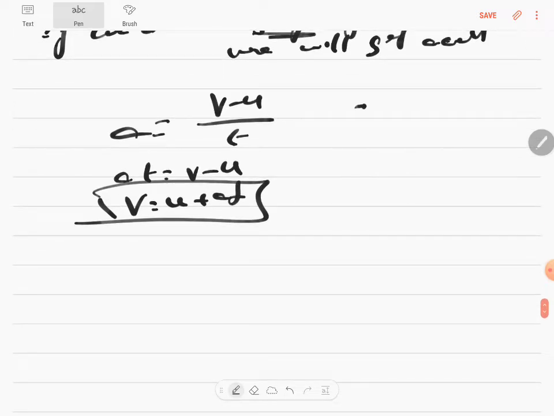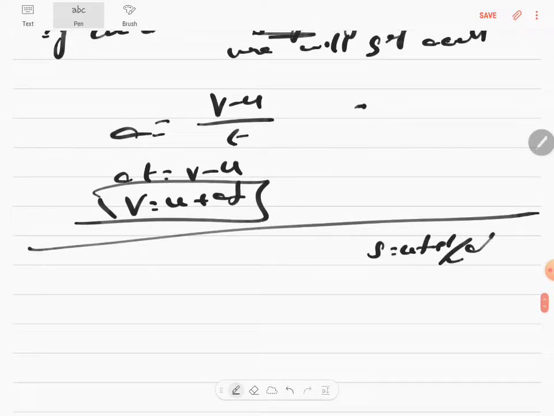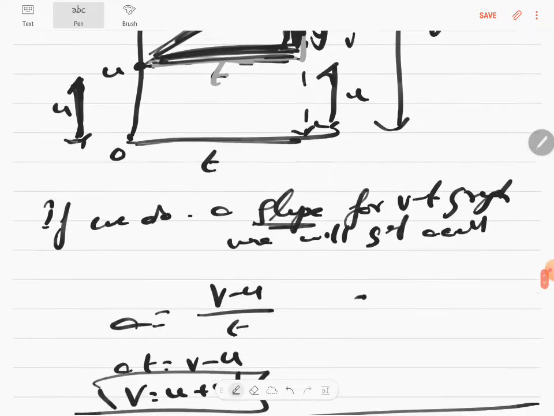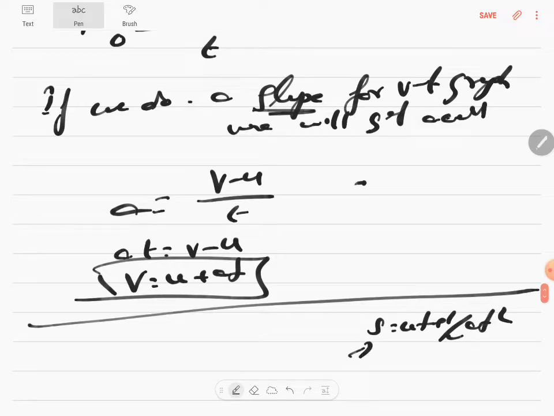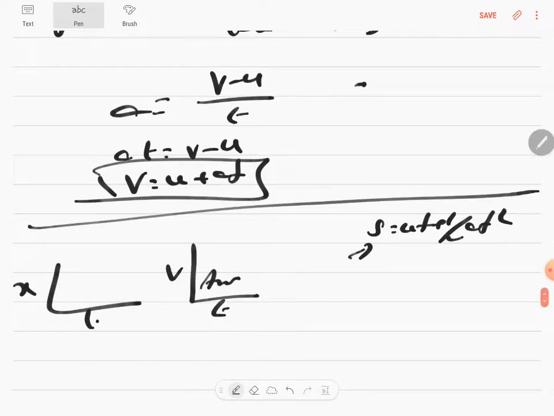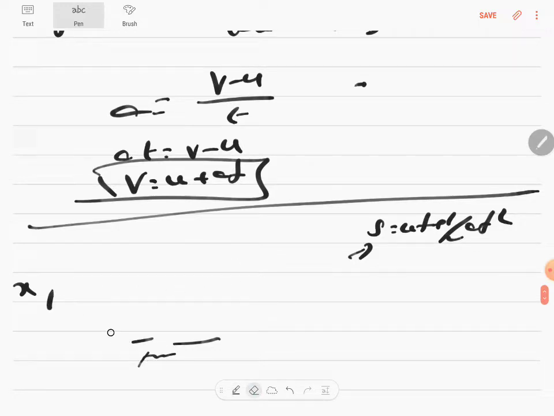Now, going to the second equation. S is equal to ut plus half at square. You should get it from the graph. You want s. S means displacement, which means one step lower. In a velocity time graph, if you find the area under the graph, you will get displacement. You come in reverse, and reverse means always area. So if you want s, which is the displacement, s here stands for displacement, not speed, you have to find the area.